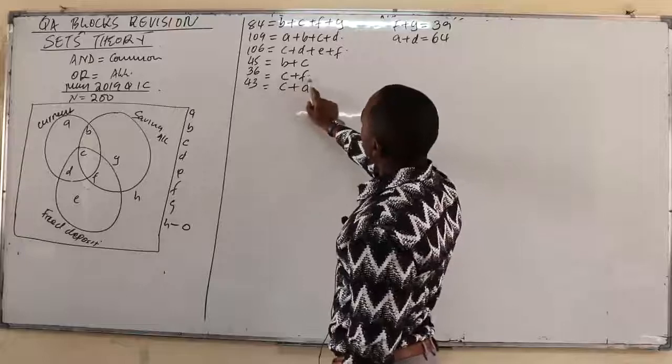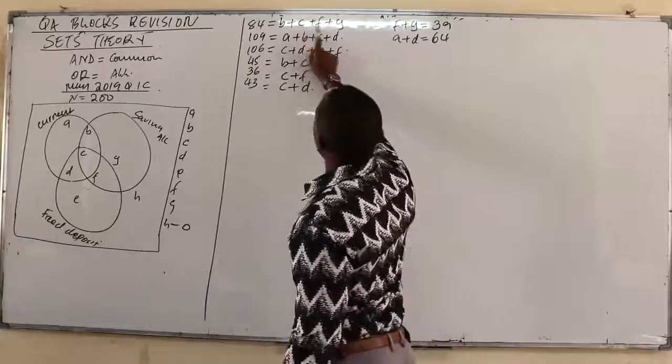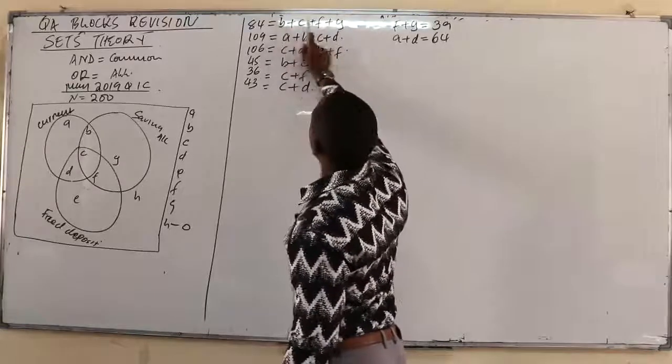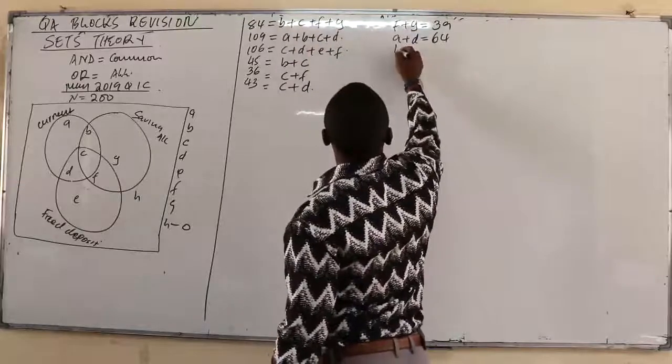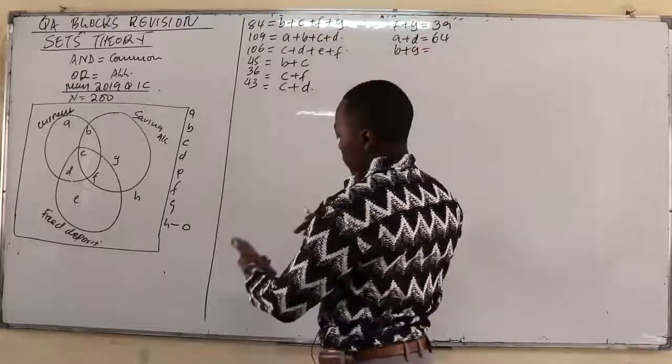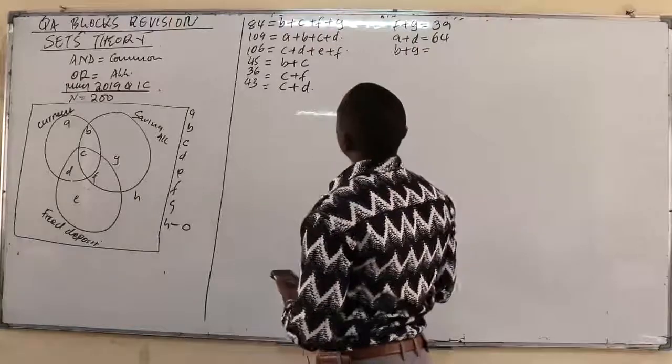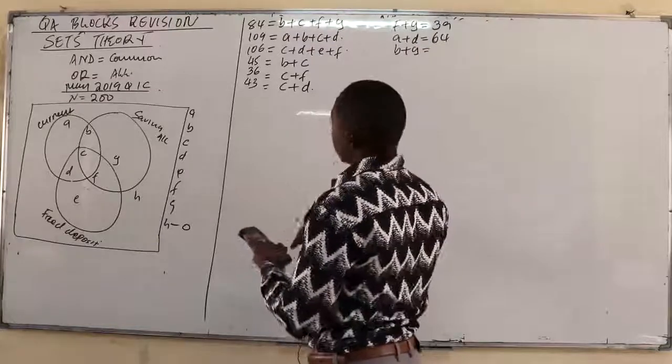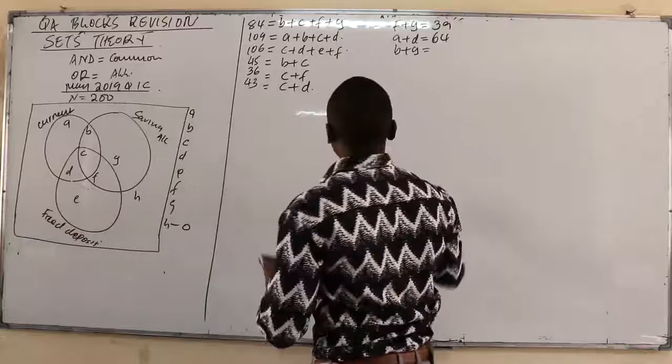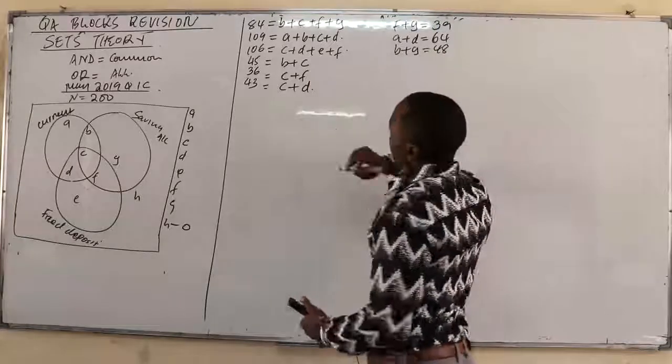Then you have CF, that is this equation, which is equal to 36. Here we have CF. That means we can get B and G. So to get B and G, you just take 84, you minus 36. This is CF, and you get 48.